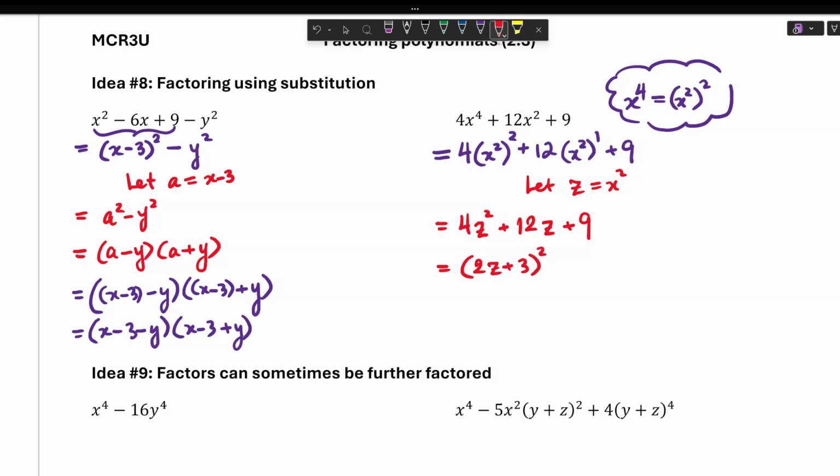It's going to be 2z plus 3 all squared. Now we're going to put that back in. So it's going to be 2x squared plus 3 all squared, and that's your final answer.